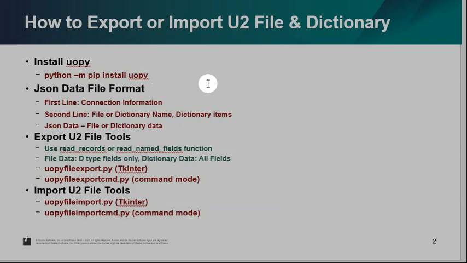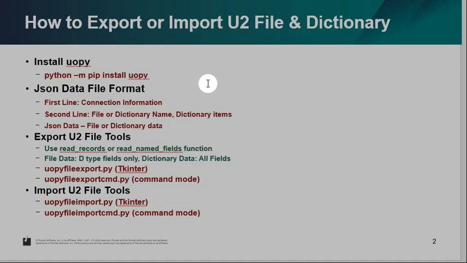Then I use a very specific data format, the JSON data format. In the file, the first line contains all the connection information. In the second line, I need to decide whether this data file is a file or a dictionary. Sometimes I also want to partially export the data, so I need to specify the dictionary item.